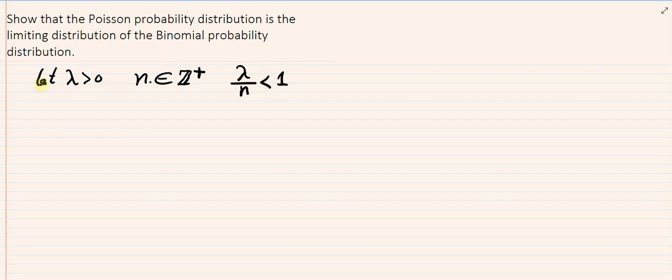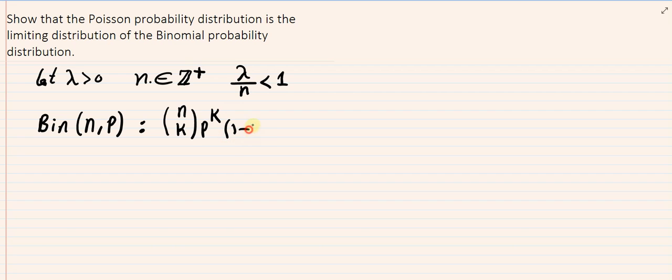And recalling the binomial probability distribution, I'm going to use the following parametrization for the binomial. Remember the general form of binomial parameters n, p. The probability distribution is n choose k, p to k, times 1 minus p to n minus k.